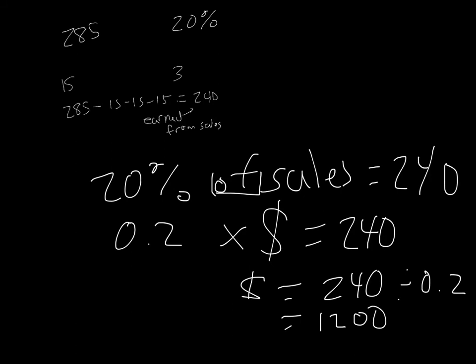You can check if you're right. That's what's beautiful about percent questions. By just doing, what is 20% of 1,200? 0.2 times 1,200. I figured out what he made from that.